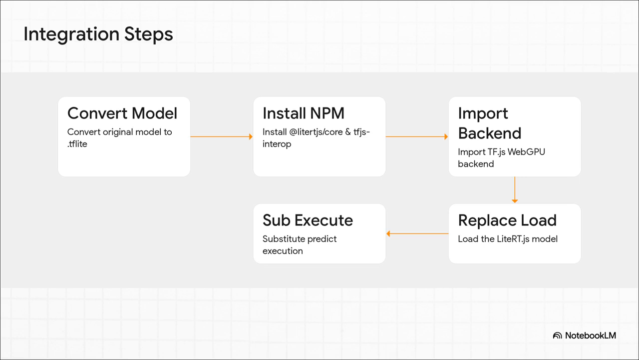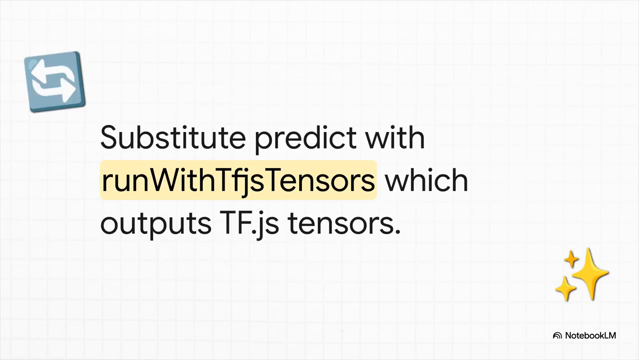And finally, pay close attention to this one. Step 5 is substituting your predict execution. So the crucial point is exactly how you handle that substitution in step 5. You're going to swap out your old model.predict or model.execute calls with a brand new function called run with tfjs tensors. What makes this so elegantly brilliant is that this new execution function accepts the exact same TensorFlow.js input tensors you're already passing in, and it outputs the exact same TensorFlow.js tensors you're already expecting. It creates this completely seamless boundary between your old pipeline and this blazing fast new runtime.